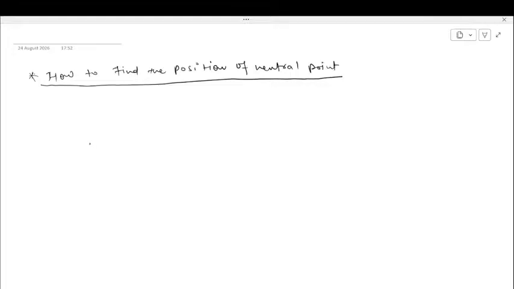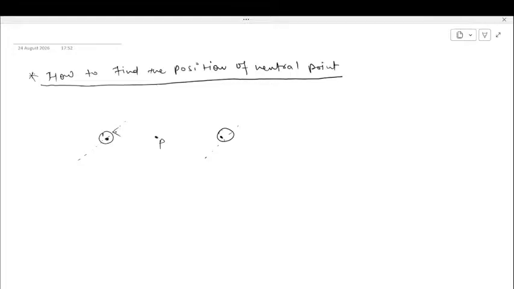Suppose there is a magnetic field, dot means the magnetic field is outside. This is the wire. Now you have to find the magnetic field at point P.